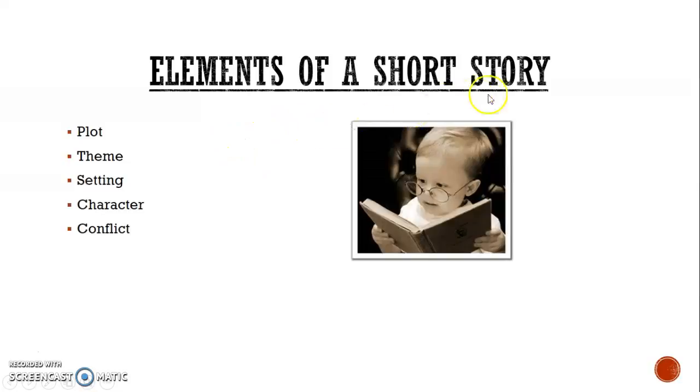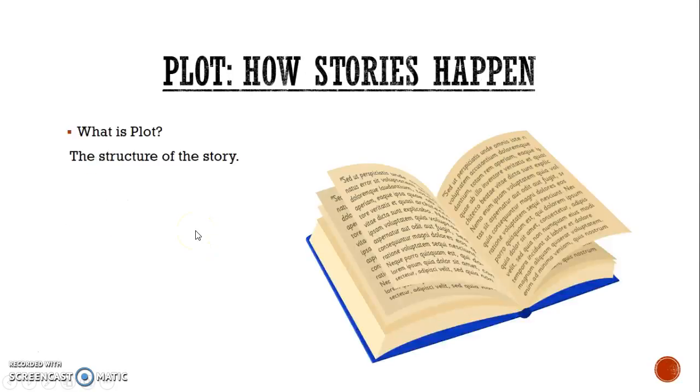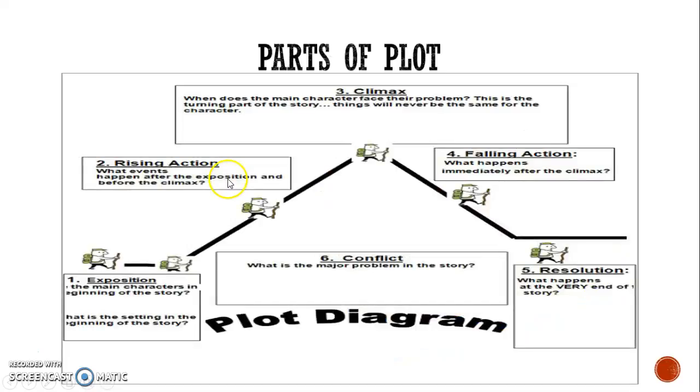The elements of a short story are the plot, theme, setting, character, and conflict. The plot shows how the story happened. What is plot? The plot is the structure of the story, how the story is made up. Here are the parts of the plot.